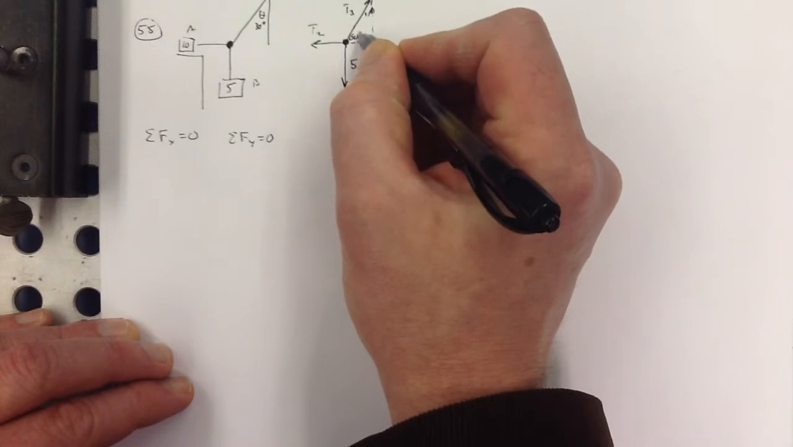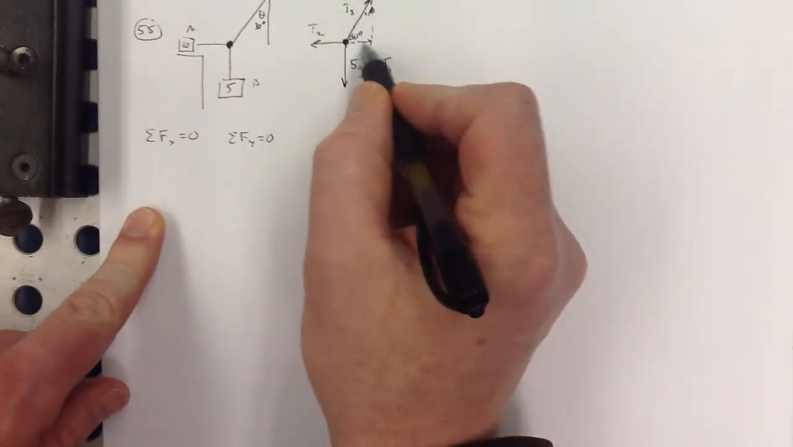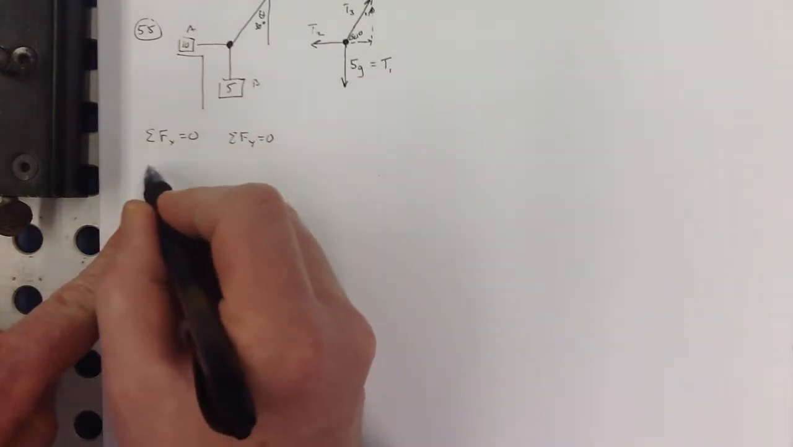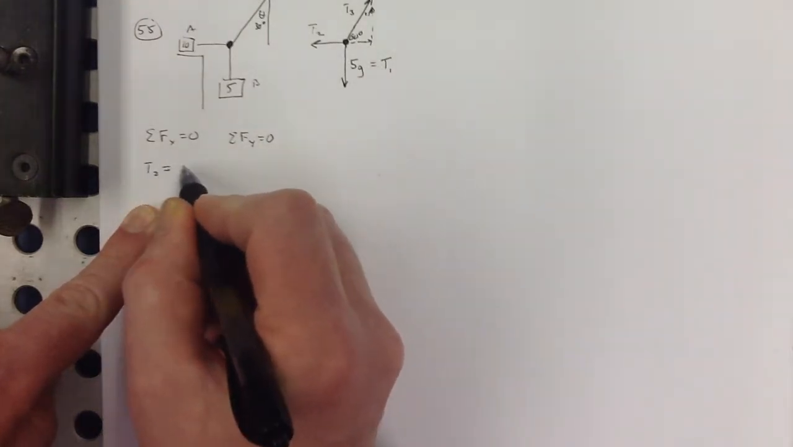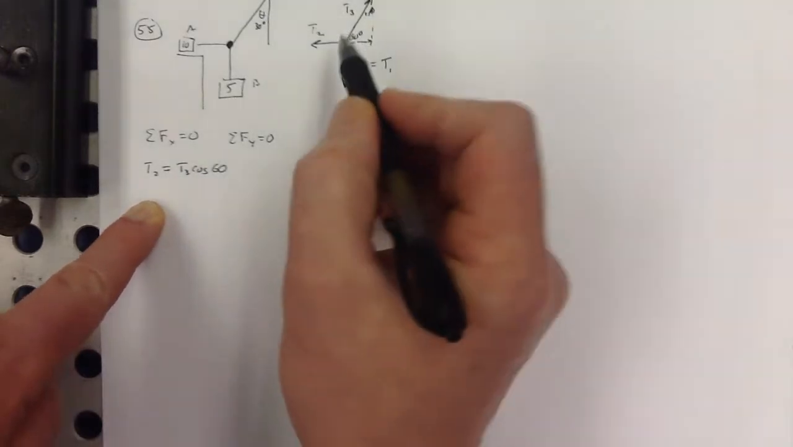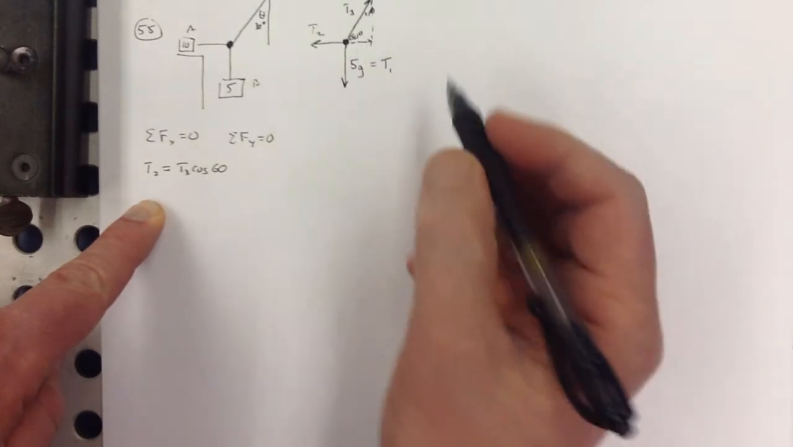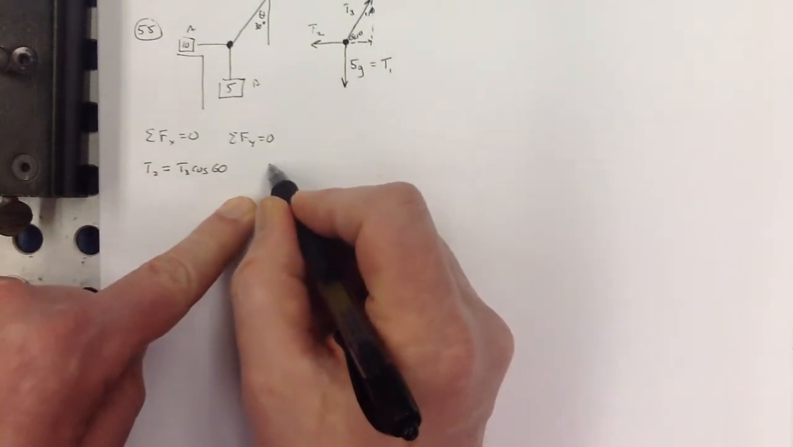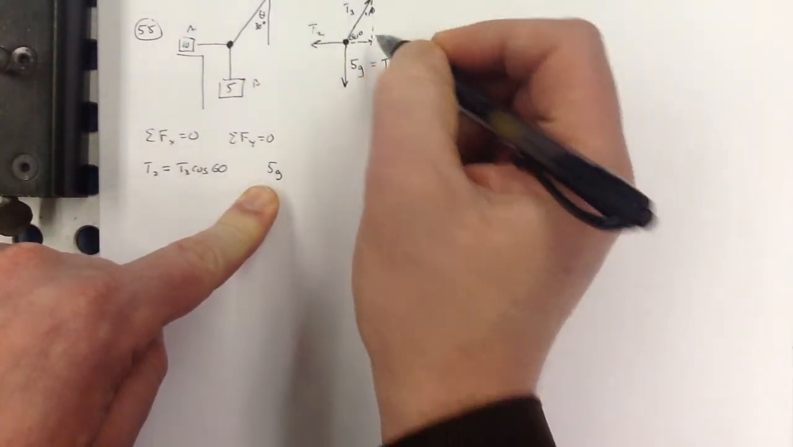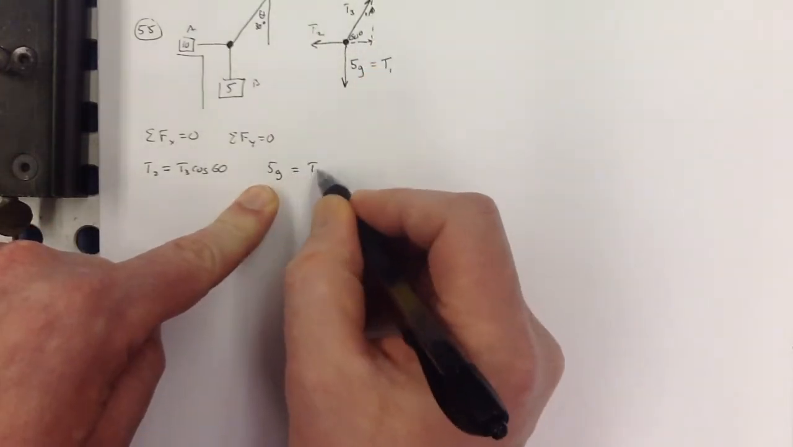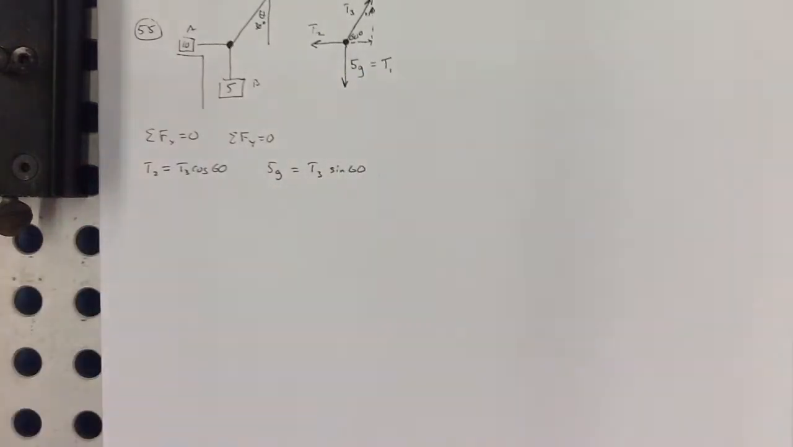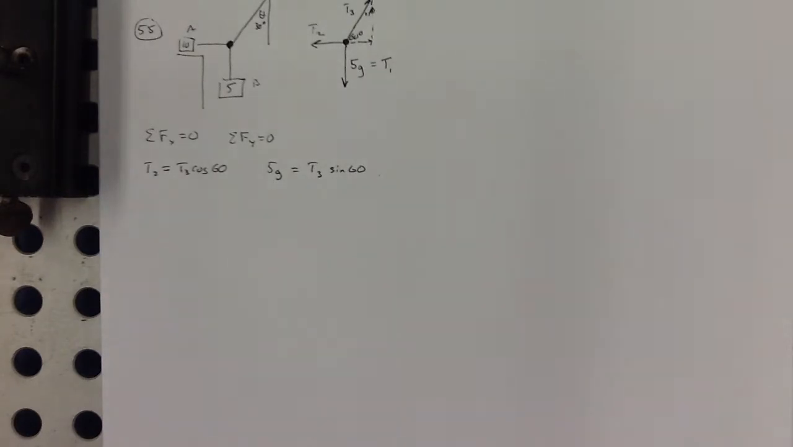If this is 30 degrees here, then this is 60 degrees. So I'm going to call this my cosine component of T3. So the horizontal forces, I have T2 must be equal to T3 cosine 60. That's this must be equal to that. And then 5G, which is T1, must be equal to this up part, and that's T3 times the sine of 60. That is where we are at.